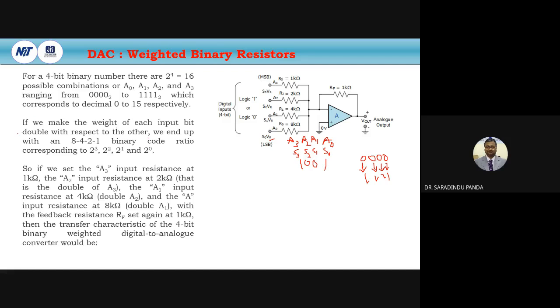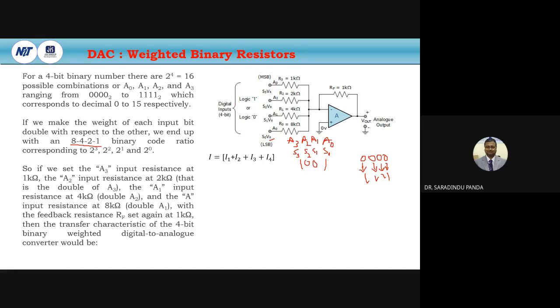If we make the weight of each input bit double with respect to the other, we end up with the 8421 binary code ratio, corresponding to 2 to the power of 0 is 1, 2 to the power of 1 is 2, 2 to the power of 2 is 4, 2 to the power of 3 is 8. So this is a binary number. Okay, 8421 basis.